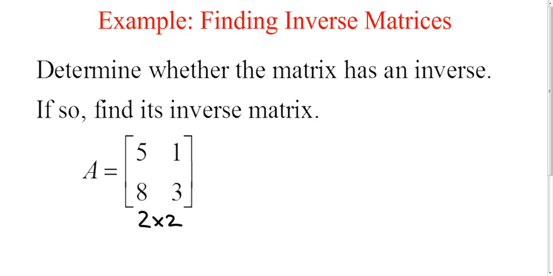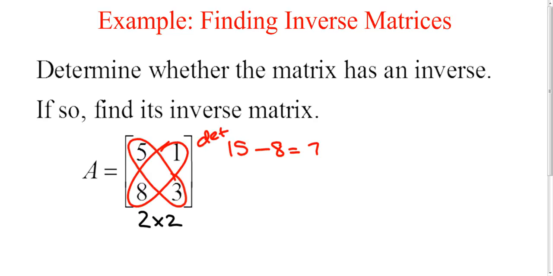And the next thing I have to figure out to determine if it has an inverse or not is if the determinant is 0. On a 2 by 2 matrix, I can find the determinant by multiplying this diagonal, so 5 times 3 is 15, subtract this diagonal, 8 times 1 is 8, and so I get 7. My determinant, in this case, is 7. I'll show you how to find that on your calculators as well.